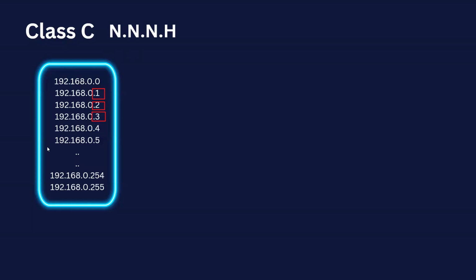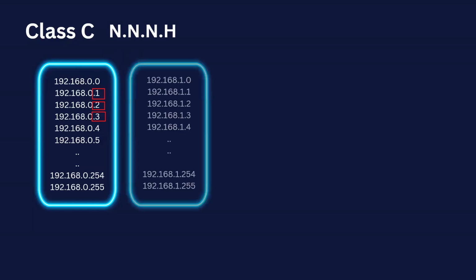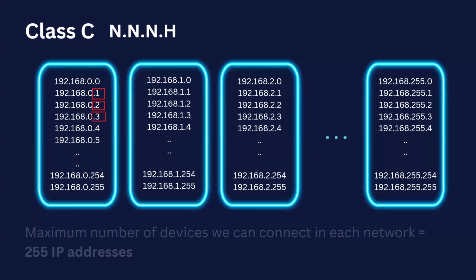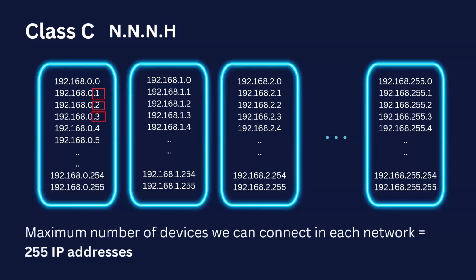Which means now, after 192.168.0.255, the next IP that you have is 192.168.1.0. And that would belong to a different network. And these two networks can't communicate with each other. Hosts belonging to the same network can only communicate with other hosts in the same network. They cannot communicate with hosts from other networks. So no matter what network you take in Class C, in every network, you can only connect a maximum of 255 devices, not more than that.